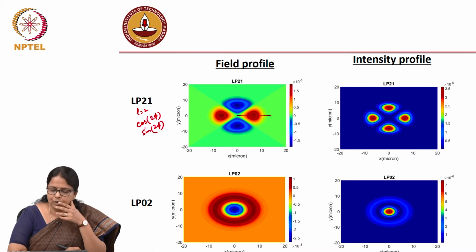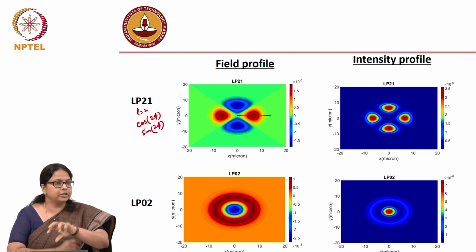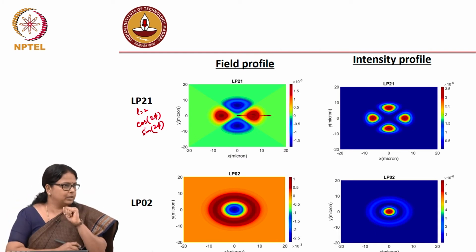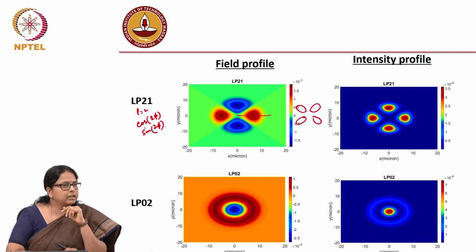Okay. And what would the corresponding sine solution look like? I mean, the propagation constant will be the same, but the field solution is going to look turned around. So instead of this, you will have something like this. This would correspond to the sin 2 phi solution. Okay. And LP02 is looking like this.